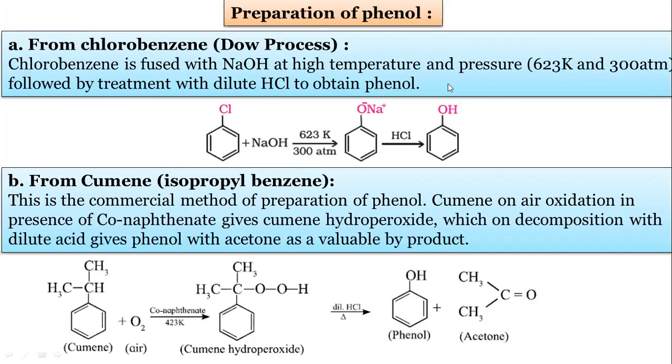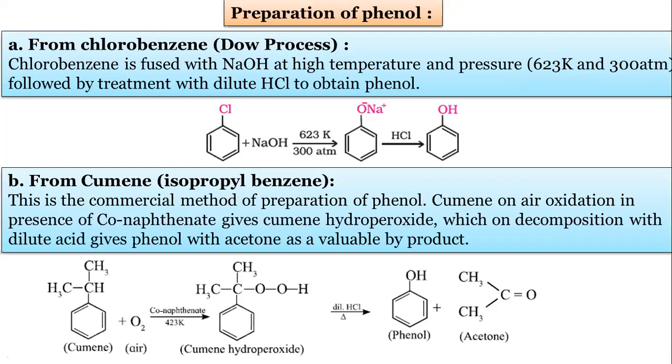Then the next one is preparation of phenols. Now the methods for alcohols are completed. Now the methods for phenols. The first one is by using chlorobenzene, the Dow process. Dow is the name of the scientist who prepared phenol by using chlorobenzene. First, chlorobenzene is treated with NaOH at a temperature of 623 Kelvin and a pressure of 30 atmospheres is given.